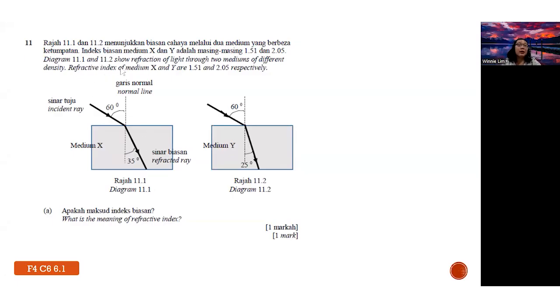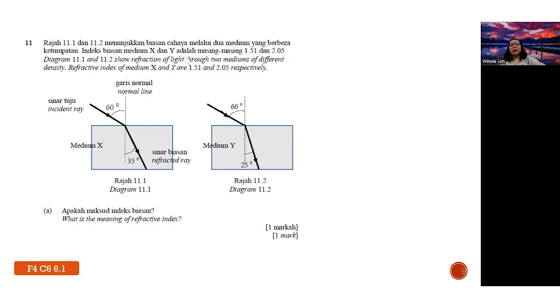Diagram 11.1 and 11.2 show refraction of light through 2 mediums of different density. And the refractive index of medium X and Y are 1.51 and 2.05 respectively. So same thing, they always will start by asking the definition or what is this law, by asking you all the knowledge idea.